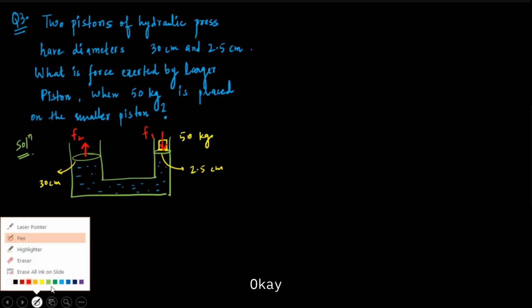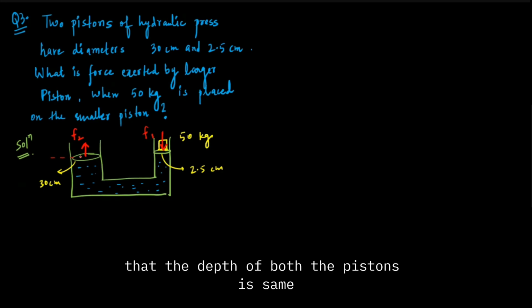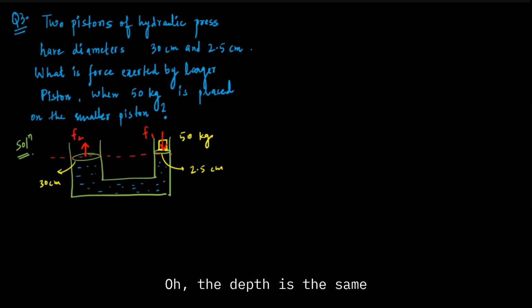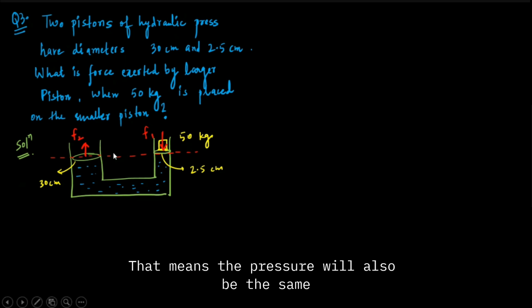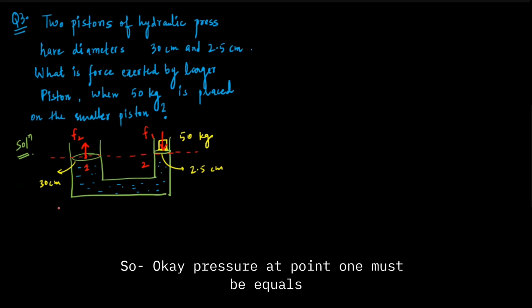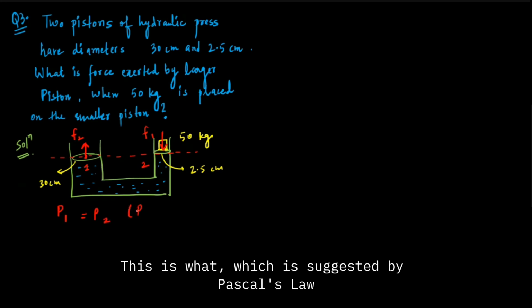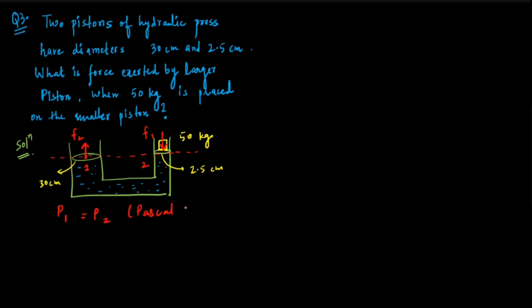Whenever we are solving such problems, we have to keep in mind that the depth of both the pistons is the same. That means the pressure will also be the same. So we choose 2 points here, point one and point two. The pressure at point one must be equal to the pressure at point two. This is what is suggested by Pascal's law.